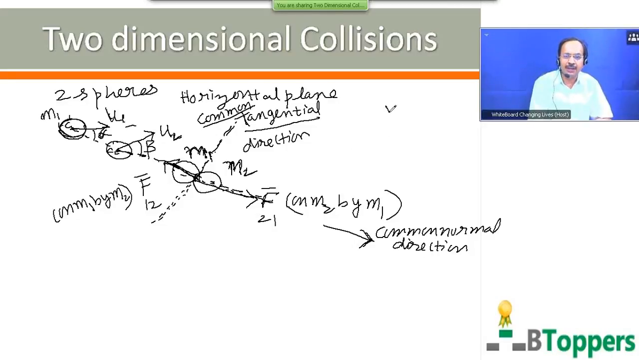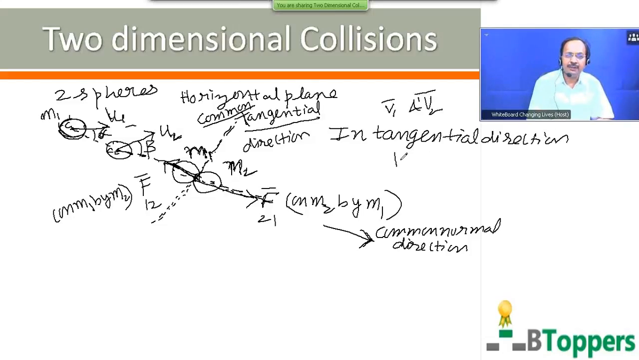In the same way, v1 bar and v2 bar denote the velocities of m1 and m2 just after collision, and these velocities are also resolved into rectangular components along the common normal direction and common tangential direction. As I explained, the component of velocity of each sphere in the common tangential direction remains unchanged. That means in the tangential direction, we can write v1t equal to u1t.